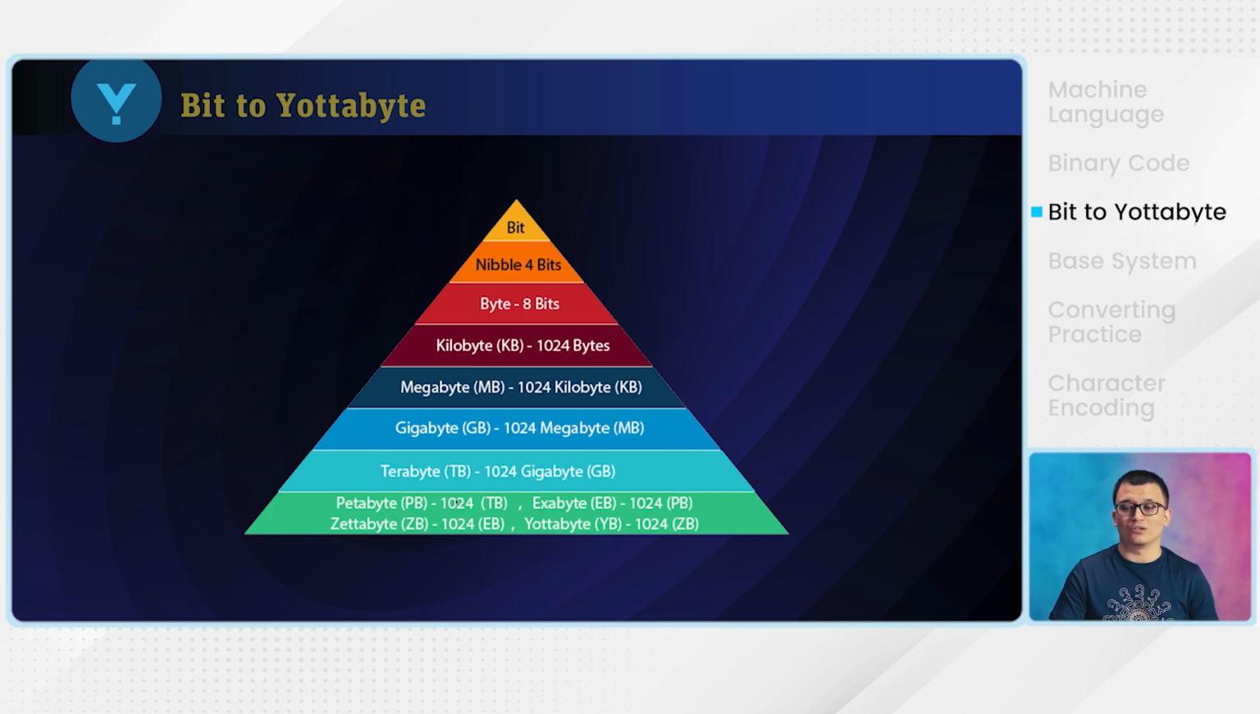Okay. So 1024 terabytes is equal to 1 petabyte. And when you have 1024 petabytes, then it will be equal to 1 exabyte. And 1024 exabytes will be equal to 1 zettabyte. And lastly, 1024 zettabytes is equal to 1 yottabyte. Yottabyte is the largest one. Okay.